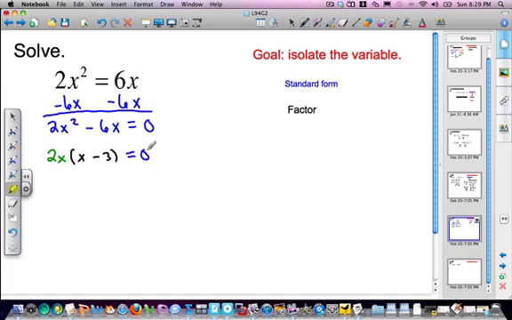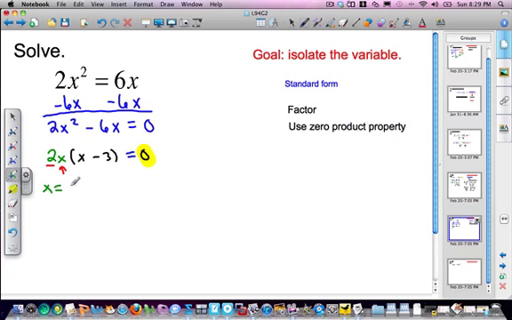And because the product of my factored form equation is 0, that's going to allow me to use the zero product property again. So let's take a look at our factors. Which factor could equal 0? Well, the first factor is 2. And 2 is constant, so it couldn't equal 0. The next factor is x. Now x is a variable, so x could equal 0. So there's our first root.